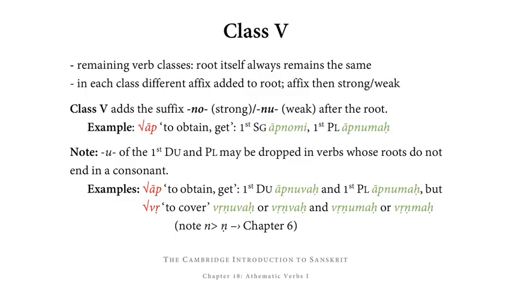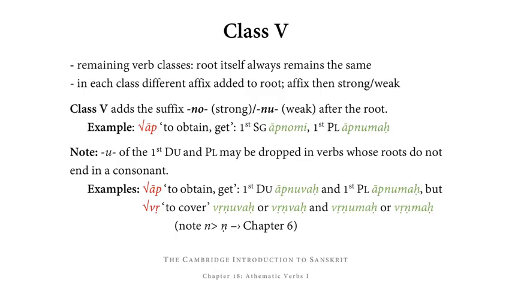There's one formal irregularity in class 5 verbs, and that is that the u at the end of first dual and first plural forms may be dropped in verbs whose roots do not end in a consonant. Or basically, remember it as it may be dropped in some verbs. So for example, from ab, to obtain, to get, we get just the first dual ab nu wach and the first plural ab nu mach.